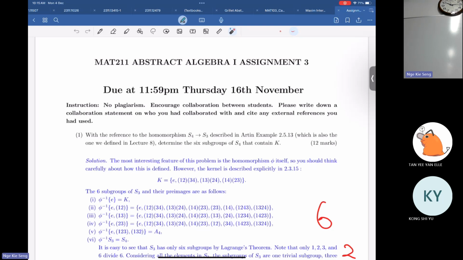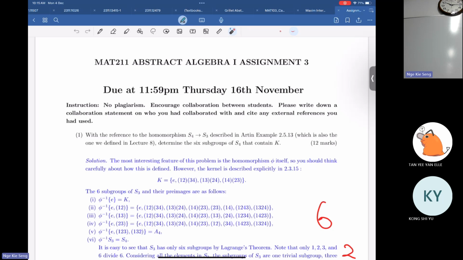Okay. So the strategy here is to use the correspondence theorem. Because in S4 there are how many subgroups? There are quite a few subgroups inside there. Okay. But we know that S3 has 6 subgroups. How do we know it? The order of a subgroup divides the order of the group. So what number divides 6? 1, 2, 3, and 6. 1 is the trivial subgroup, 6 is the whole group.